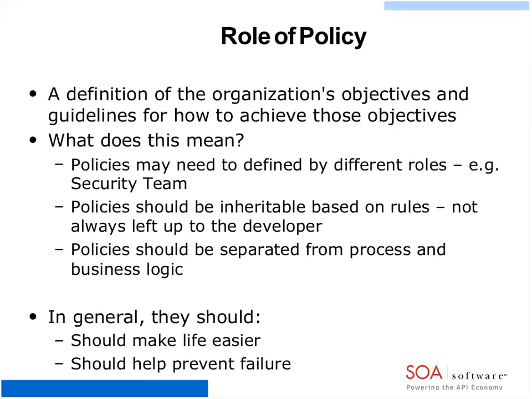Then secondarily, the policy should be inherited based on rules, not left up to the developer. In other words, you should not trust or necessarily put it in the hands of your developer to assign a policy to a particular API. The policy should be assigned to an API based on the semantics around the API. So does this API have PCI information or PCI implications? Does this API contain confidential information? Is this API exposed to the public? These are things that drive the inheritance of policy. So policy should not be part of what the API developer does from a day-to-day perspective. It should be inherited despite what the developer does.